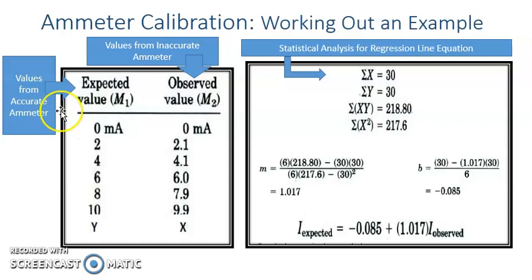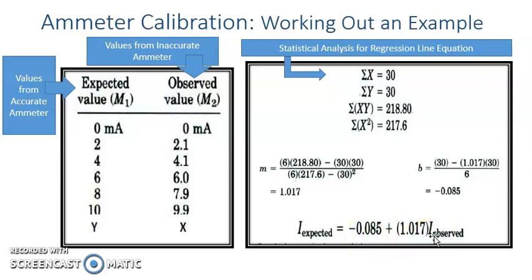So as you can see, these are the expected values M1 and correspondingly the same values measured by the inaccurate ammeter M2. So using these set of values as X and Y, we'll do the statistical analysis to determine the equation, which is represented here as I expected is equal to minus 0.085 plus 1.017 into I observed.